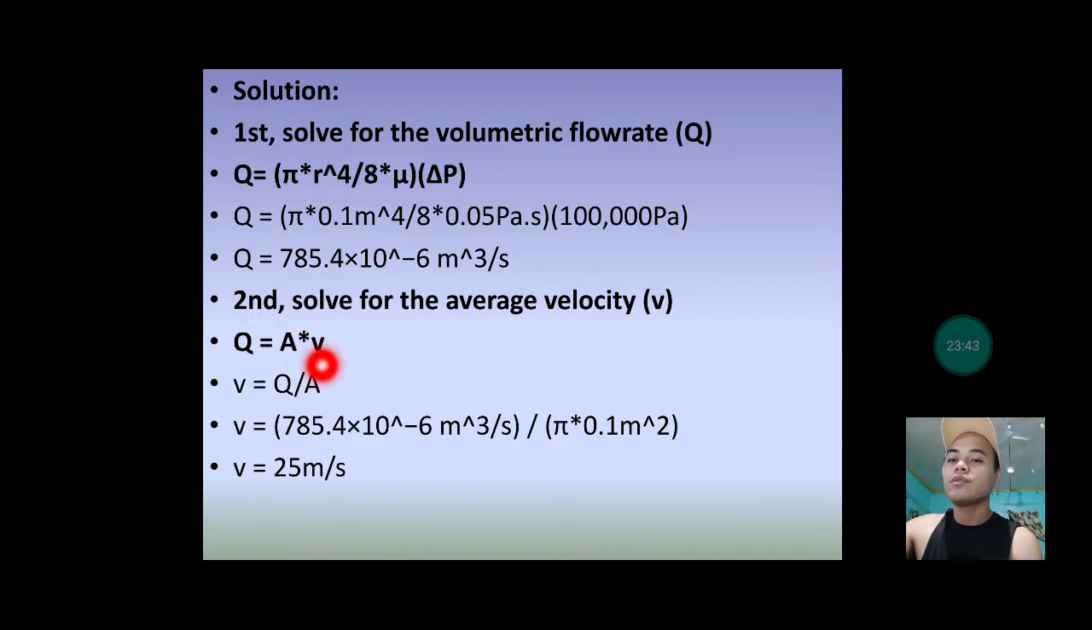Cross multiply, velocity is equal to flow rate Q over A. Q is 785.4 times 10 to the power of -6 cubic meter per second divided by the area, which is pi r squared, or pi times 0.1 meter squared. So the answer will be 25 meter per second. To be sure, you can use your calculator, maybe there will be a mistake in my computations. Okay.